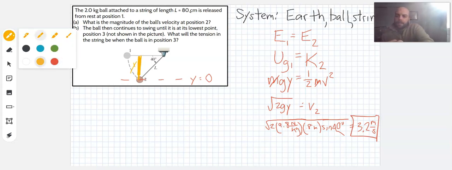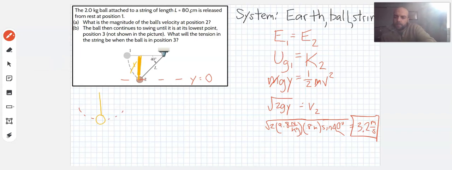For part B, we are asked about the tension when the ball is at its lowest point. So swinging through like that. And immediately I can realize that the force of tension acting on this ball is going to be bigger than the force of gravity, because this ball is moving in a circular path, and it has an inward acceleration, that's centripetal acceleration. So Newton's second law says a is equal to the sum of the forces acting on the ball divided by the mass of the ball. And the acceleration is v squared over r.